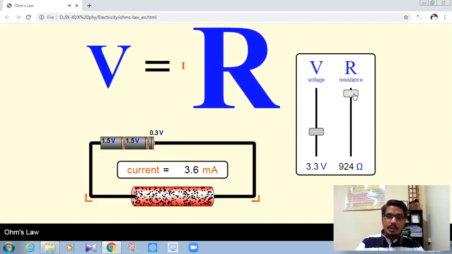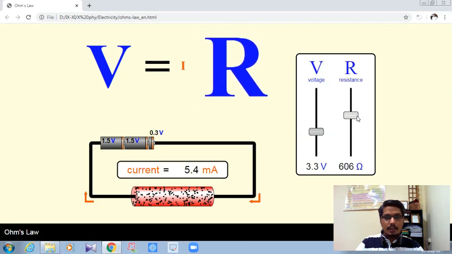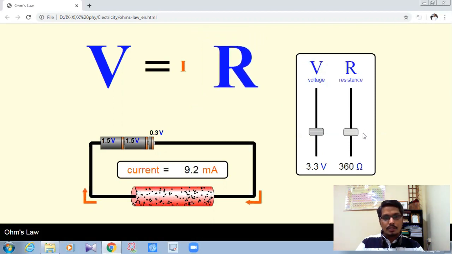So resistance and current are inversely proportional, but voltage and current are directly proportional. When the resistance decreases, the current through the circuit increases.